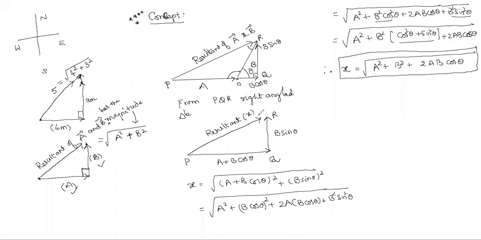Starting this one. Do you have any doubt in this concept, Nana, finding out the resultant? No, sir. Good. This one we took from the PQR right angle triangle. One side is A plus B cos theta. Other side is B sin theta. Applied the Pythagoras principle here. Finally, we got root of A square plus B square plus 2AB cos theta. Good. And here, Nana, the same thing.